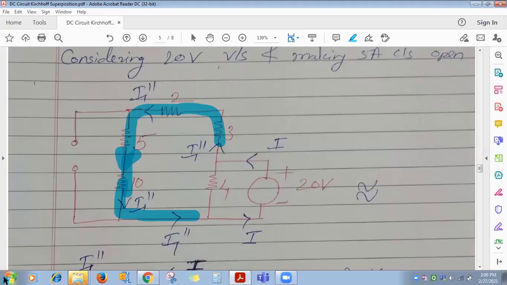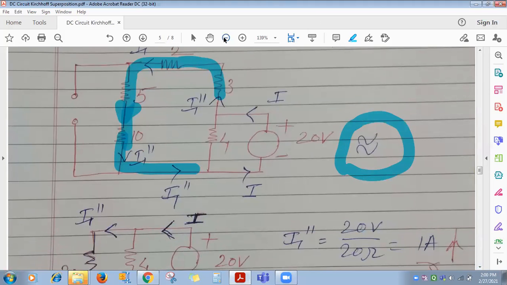How are they connected? In series. If the resistances are connected in series, their equivalent is obtained by adding them. Got it? So draw its equivalent circuit. See here, the sign I have plotted. Its equivalent circuit will be what?